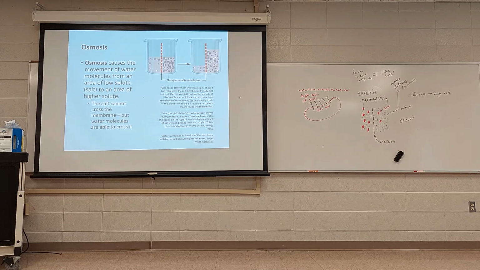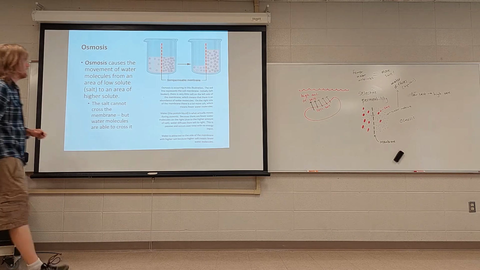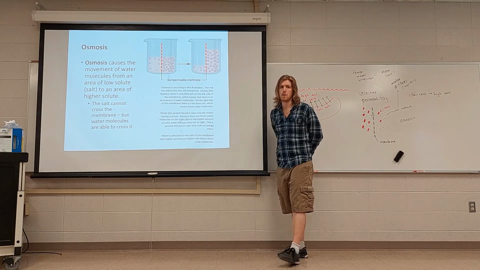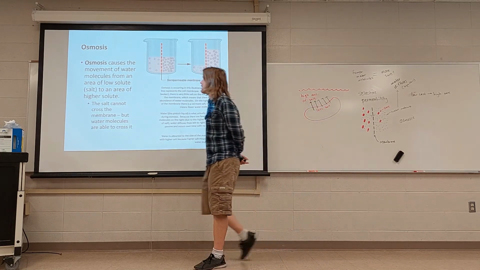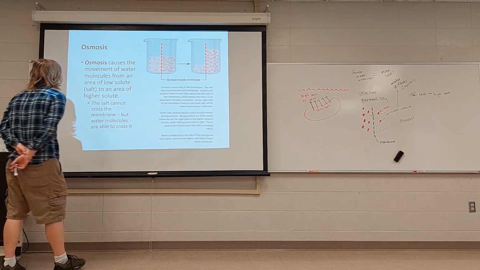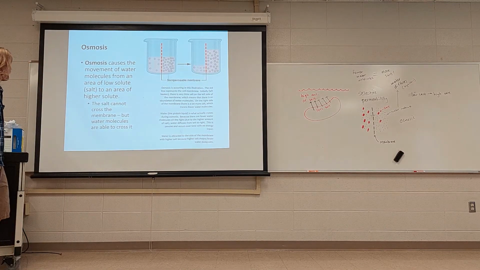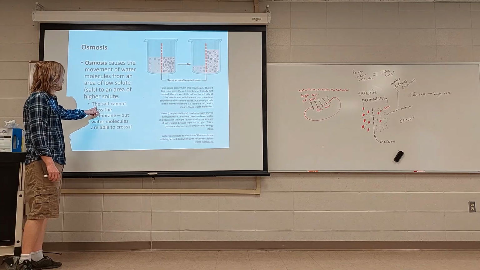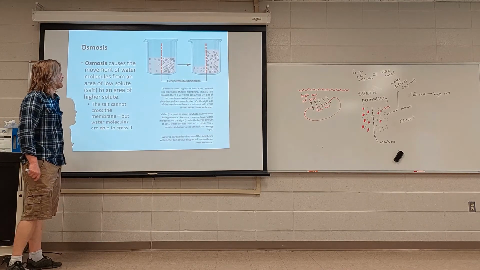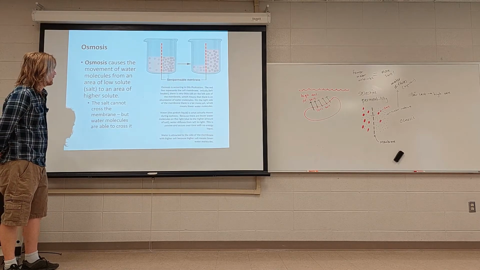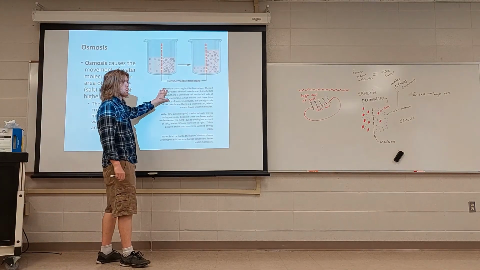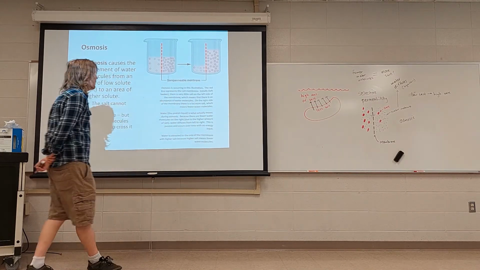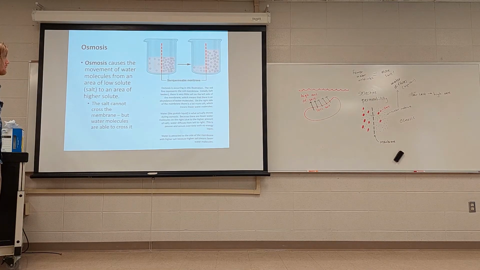This picture shows the same general idea that I talked about. So osmosis causes the movement of water from an area of lower salt towards an area of higher salt. Because again, the salt itself cannot cross the membrane. This describes the whole circumstance in a little bit different way than what I talked about.